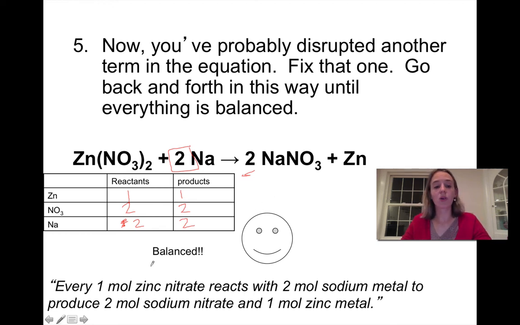Every 1 mole of zinc nitrate reacts with 2 moles of sodium to produce 2 moles of sodium nitrate and 1 mole of zinc metal.